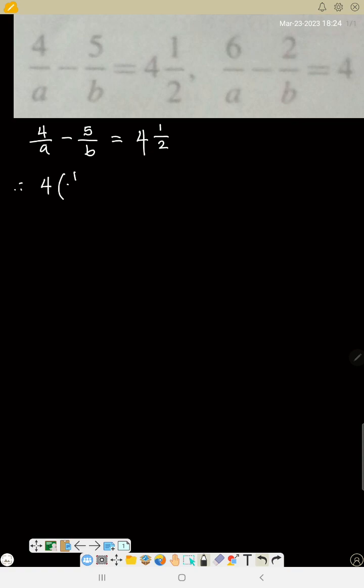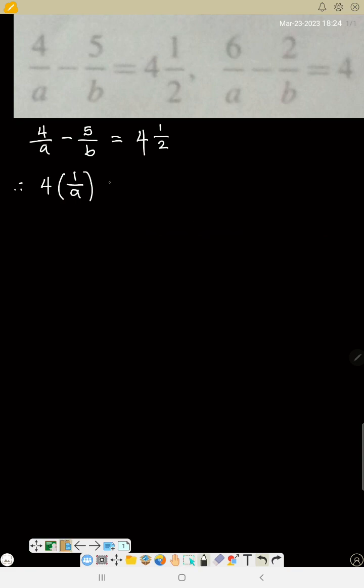4 brackets 1 over a. So this 4 over a is the same thing as 4 bracket this, because 4 over a is the same thing as 4 over 1 times 1 over a. It's the same as 4 times 1 over a. So I'll just use this technique to solve the question.